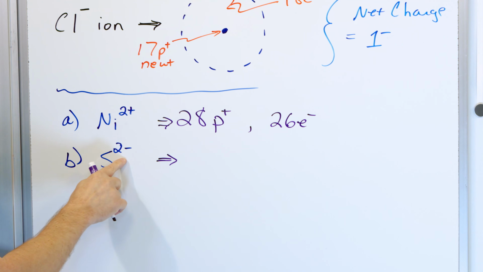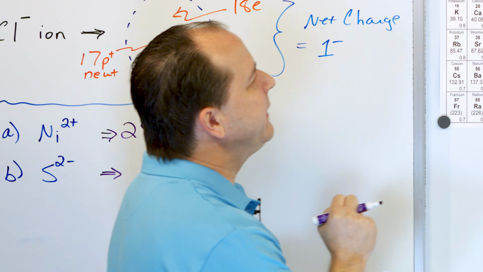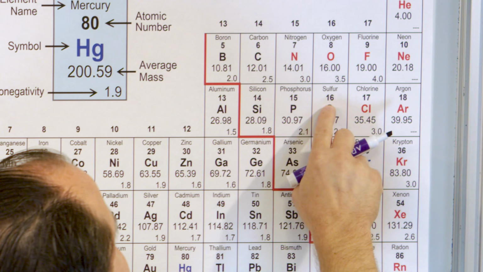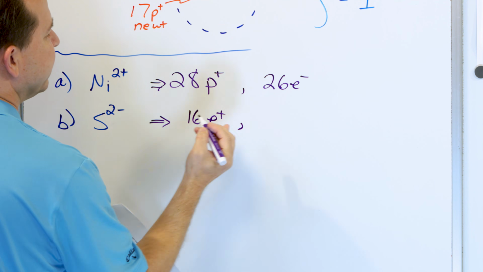And this one, is it a cation or an anion? This is an anion because it has a negative charge. So sulfur, how many protons are in the nucleus? Sulfur has 16 protons in the nucleus. So just write down 16 positive protons in the nucleus.